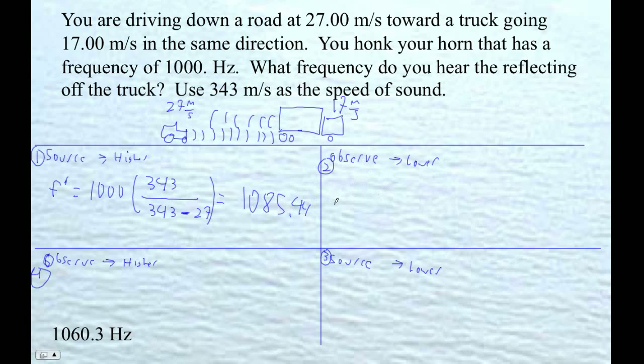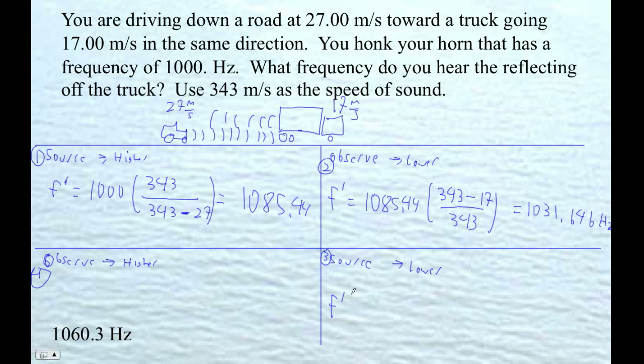Then, of course, the back of the truck is going to observe it, so that now becomes our frequency. Our shifted frequency is now 1,085.44 times 343. And this is going to go to a lower frequency because the truck is moving away from you, so minus 17 for the truck, divided by 343. So that times parentheses 343 minus 17 divided by 343. So that frequency is now 1,031.646 hertz.